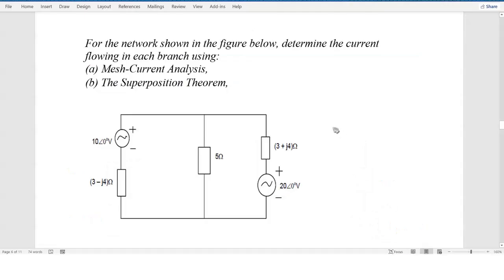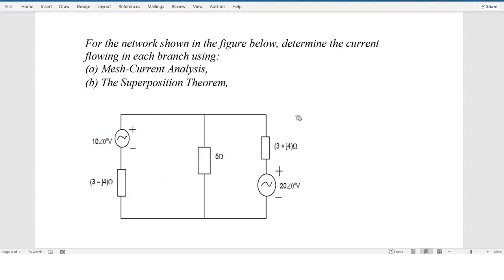Hello colleagues, in this discussion we are going to be looking at how we can solve a problem requiring us to determine branch currents using mesh current analysis and superposition theorem. But of course this circuit is a unique one since it involves AC sources. So this is an AC circuit that has impedances instead of only resistances.